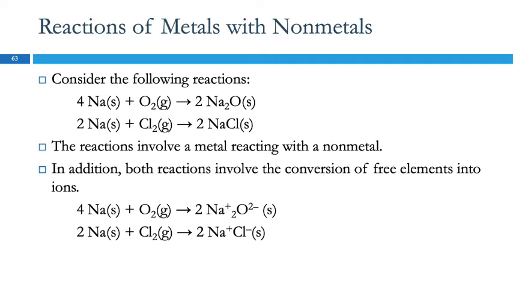So metals reacting with nonmetals are going to be redox reactions. Here's a couple of examples: sodium with oxygen and sodium with chlorine. That's the one we just saw pictures of. We've got the elements with no charges, and then the product is an ionic compound. And so Na2O has sodium ions and oxide ions. Sodium chloride has sodium ions and chloride ions. So there's a conversion of free elements into ions, and that happens by the exchange, or the transfer, of electrons.